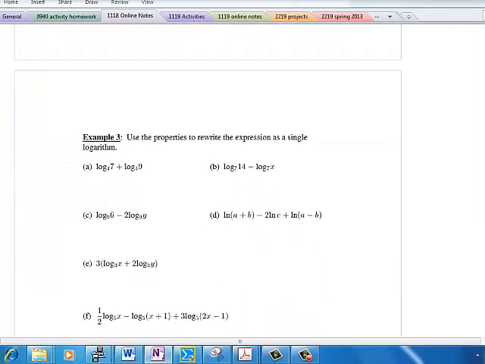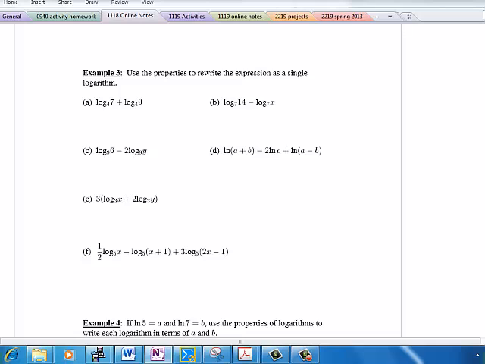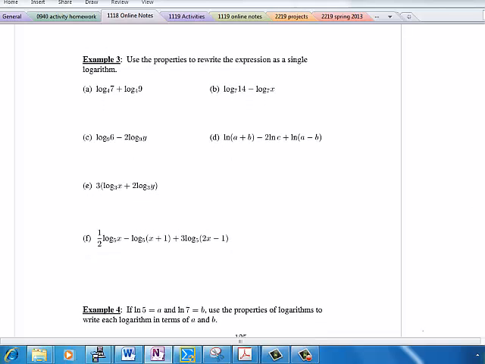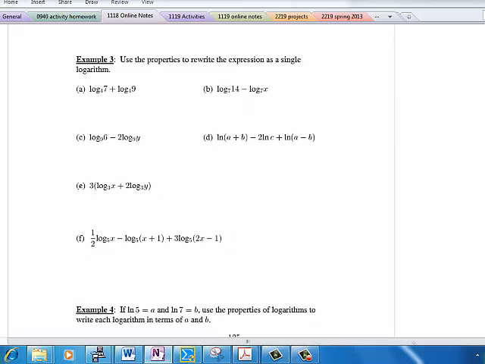And then we want to go the other direction. And this is actually the direction we'll mainly be using when we're trying to solve logarithmic equations. We're typically trying to get a single logarithm instead of a sum or difference of logarithms. So I'll write those properties one more time.